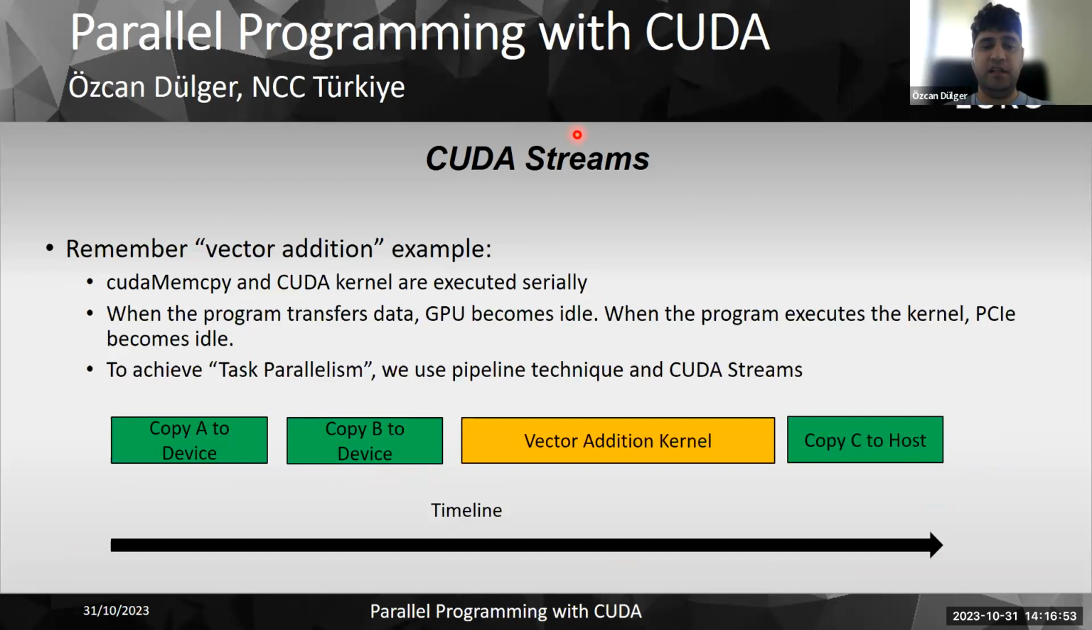Remember our vector addition example from yesterday. We copy the input parameter A, and we copy B to the GPU. Then we perform vector addition on the GPU with a CUDA kernel. Then we copy the result to the CPU again. This is the definition of the vector addition example. CUDA memcpy and CUDA kernels are executed serially. There is an implicit barrier between the CUDA operations.